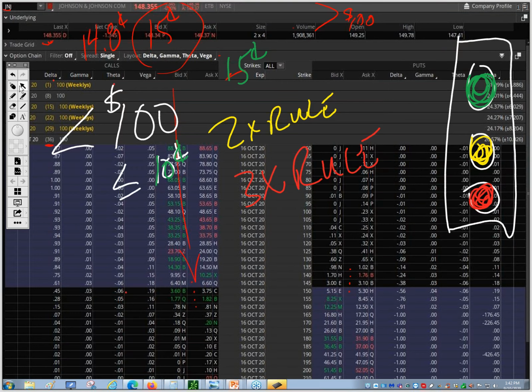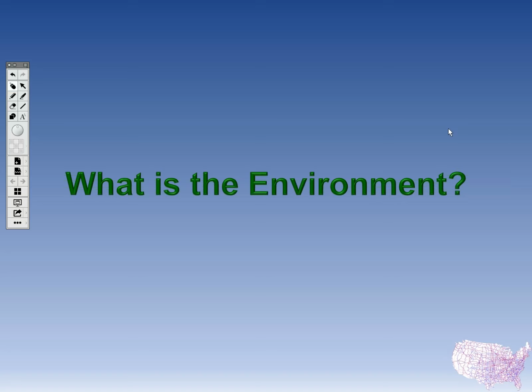All right, so there we go. What is the environment around Johnson & Johnson right now? Now, when I'm talking about environment, I'm talking about that Vega. All right. Now, where is Vega? Where is Vega in and around that underlying?